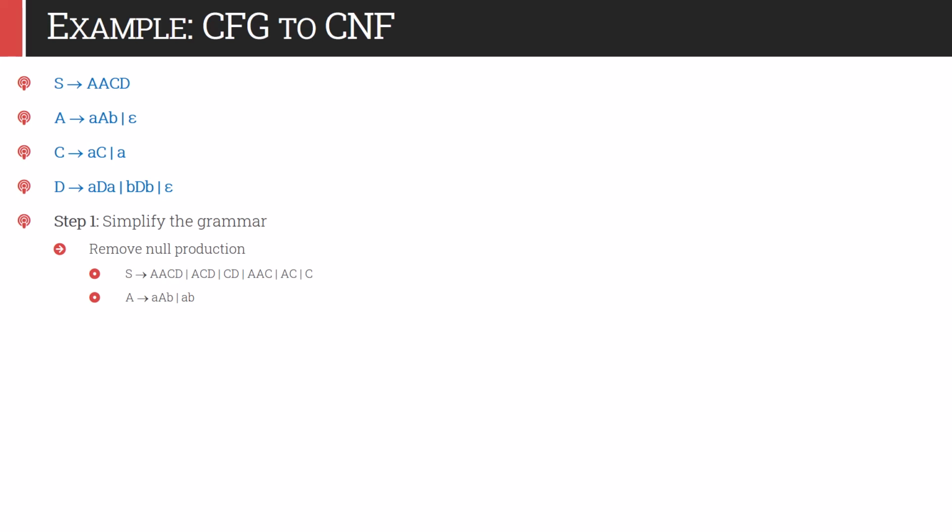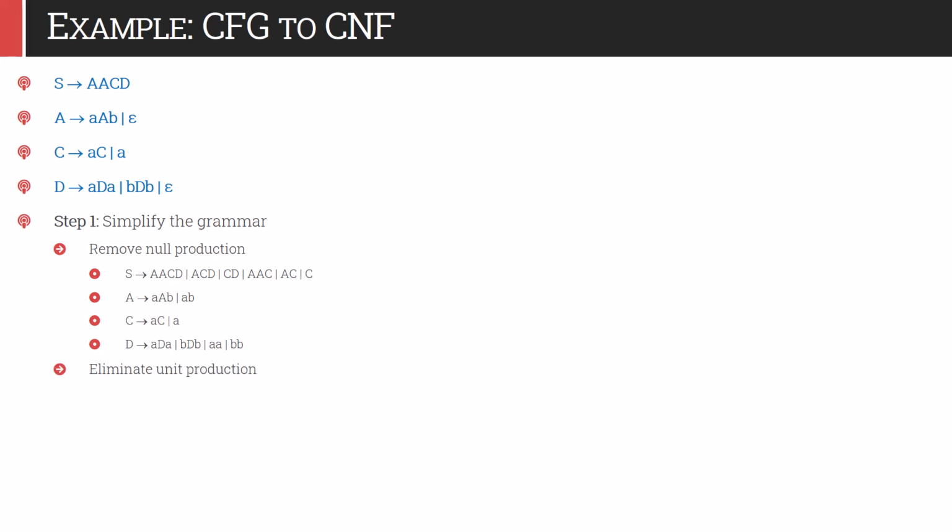In the production of C, there is no nullable variable, so that will remain as it is. In the production of D, D is a nullable variable. So we have to copy all non-epsilon productions as they are. That is D implies ADA and D implies BDB. And then we have to replace D by epsilon. So we will be left with AA and BB. So this is the grammar without null production.